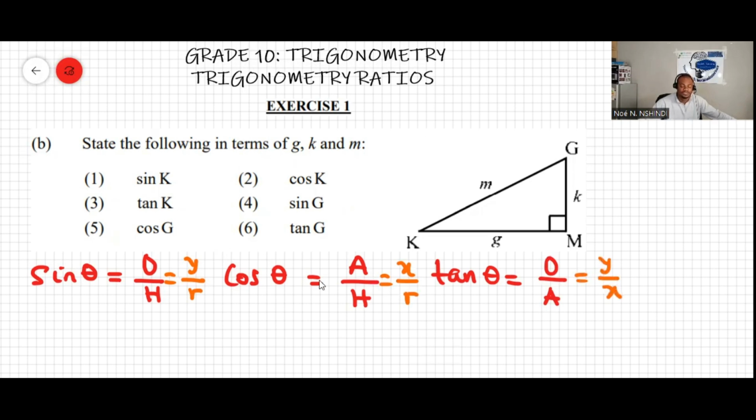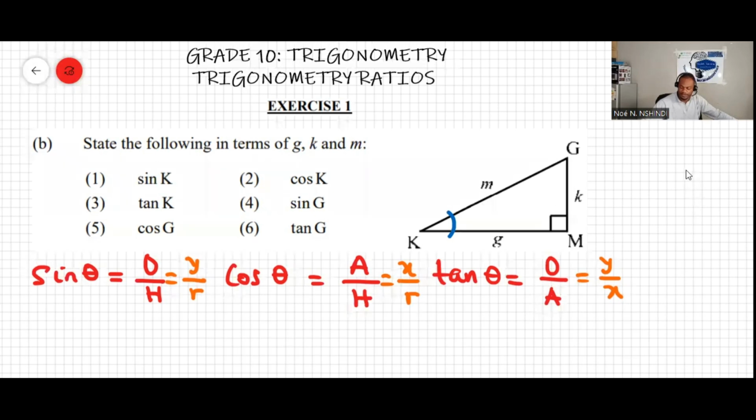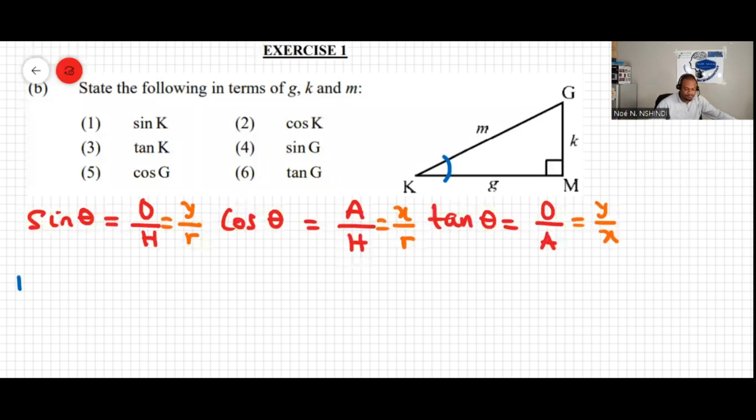Now let's answer the questions. When we say we're looking for sine of the angle at the point K, we're looking at this ratio, which is the opposite side over the hypotenuse, which is M. So this will be question 1, sine of K will be the opposite side. The opposite side of K here is this K, and the hypotenuse is M. So this will be K over M, okay?